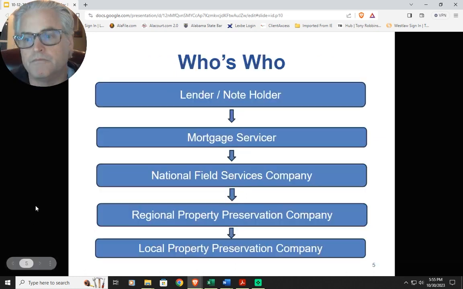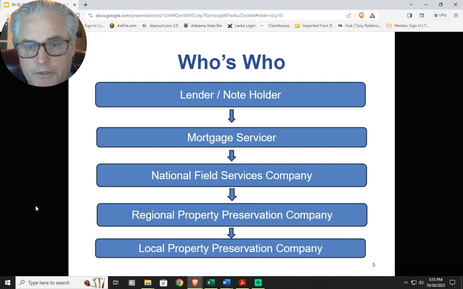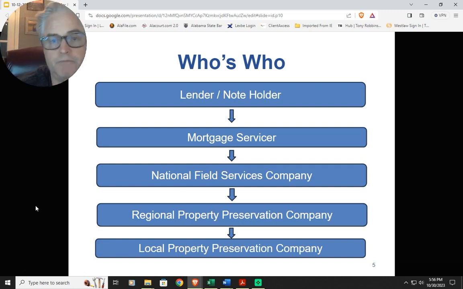So the who's who: you have the lender or the note holder or the investor. That could be Fannie, Freddie, or a private trust. Generally, nowadays, it's almost always going to be a government-sponsored enterprise of some sort: FHA, FHFA, VA, HUD, Fannie, Freddie. Then you have the mortgage servicer, which we're all very familiar with, the ones that tend to screw up everything they touch.